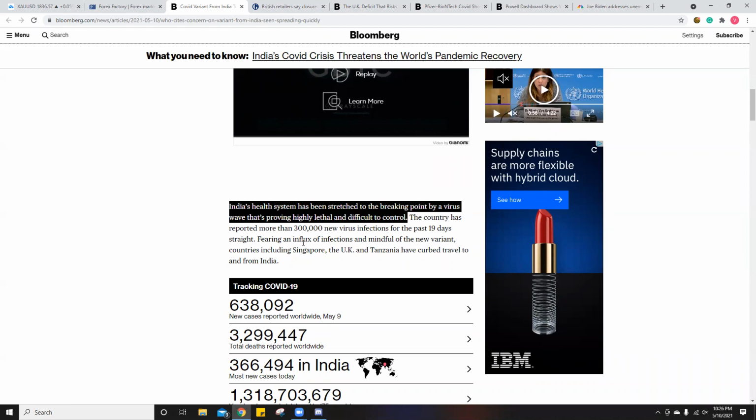Fearing an influx of infections and mindful of the new variant, countries like Singapore, the UK, and also the US, who did this I think last week, where President Biden also curbed travel to and from India. So now we're seeing essentially a repeat of what we saw last year for different countries that were in this red zone where they had high infection rates. We're seeing the same exact thing, where whichever country has a new variant coming out or has high infections is being put in this red zone.